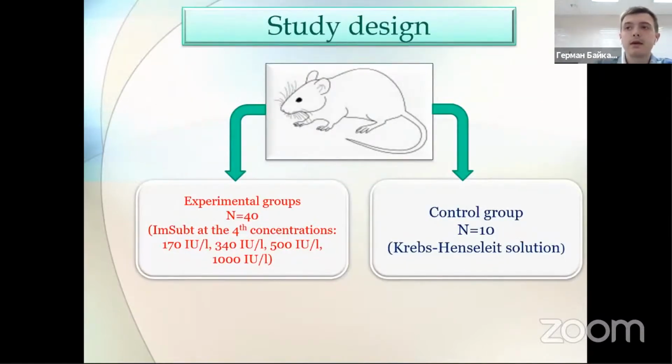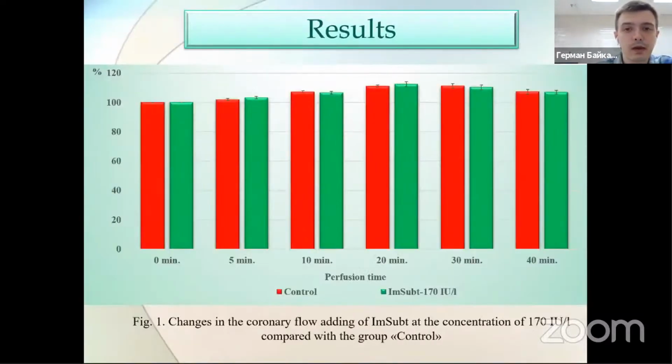The study design. The experiments were performed on 50 male Wistar rats weighing 300 grams. The animals were divided into 5 groups. In the control group, the hearts were perfused with the Krebs-Henseleit solution, and in the experimental groups, the hearts were perfused with immobilized subtilisins at four concentrations. The concentrations you can see in this slide. The first dose you can see in this picture.